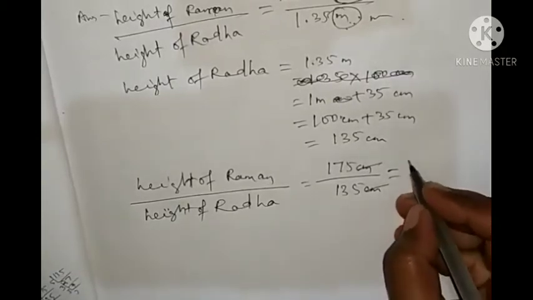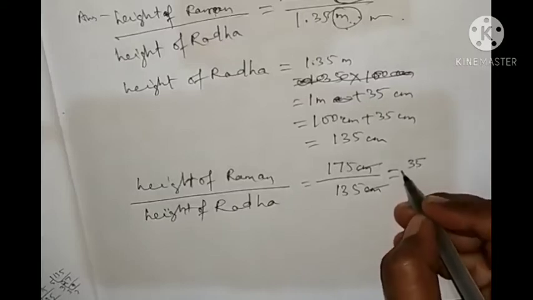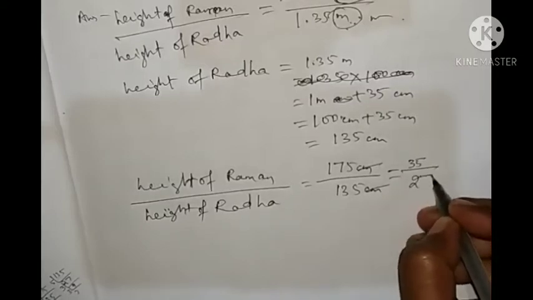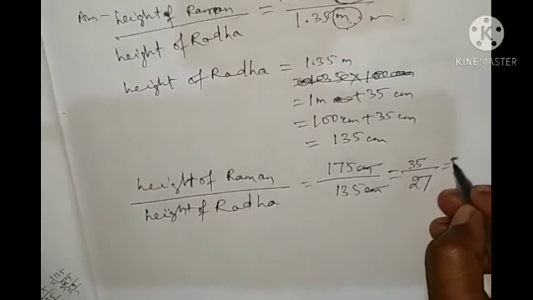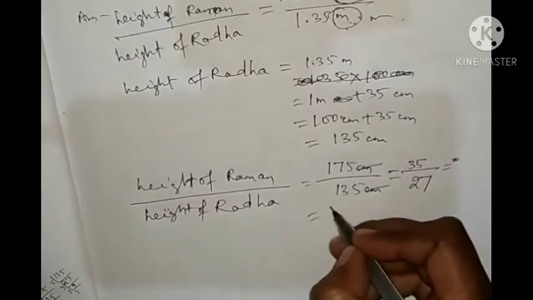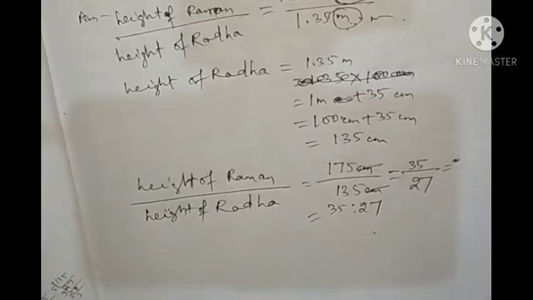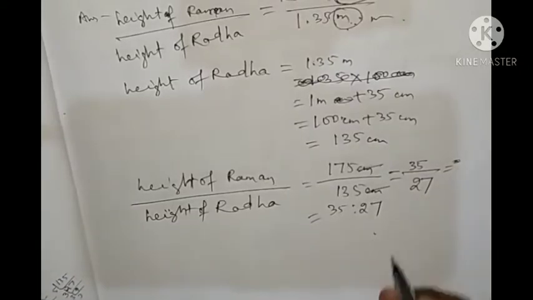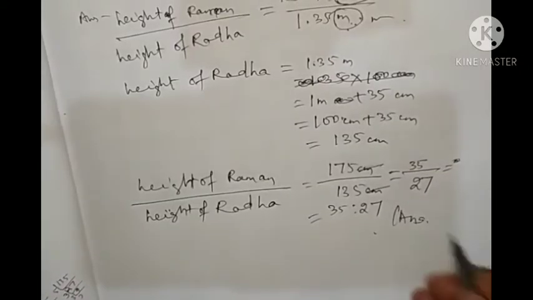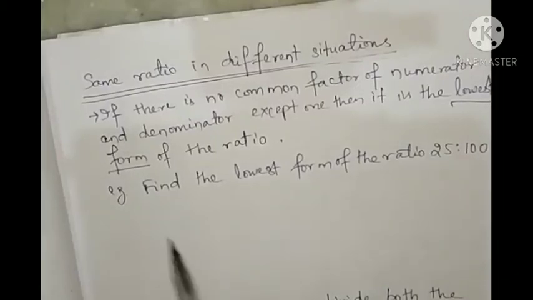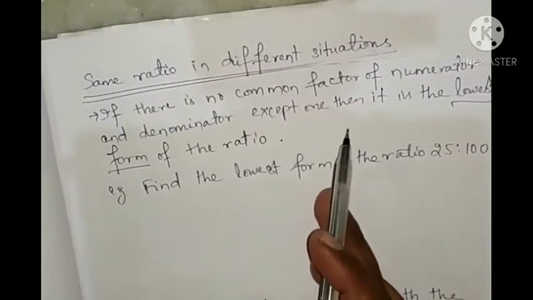It is how much? 35 by 27. So we have cut the unit. 35 is to 27 is the ratio of height of Raman and Radha. Okay. Next we will see some ratio in different situations.